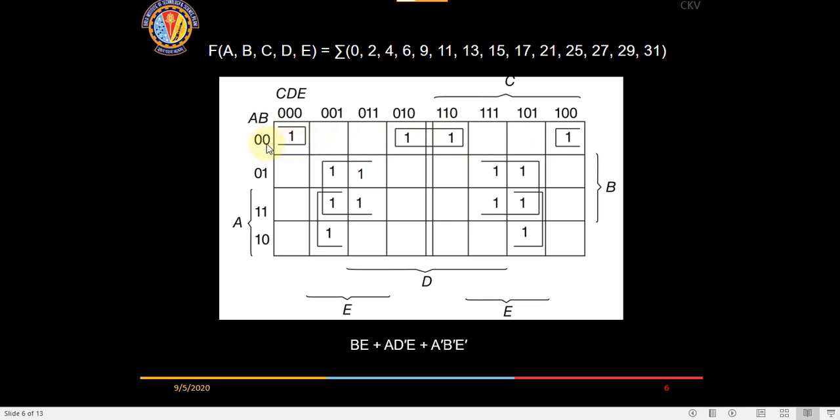Okay, the expression would be 0, 0, right? Among these 4, there are different combinations of A dash, B dash, and C, D, whereas E is 0. So it will be A dash. You said group only mirror-wise. But how come we are grouping 1 and 3? No, M0 and M3.